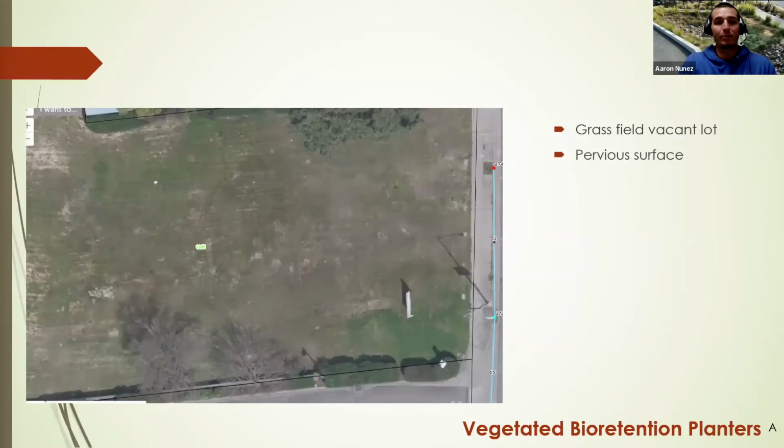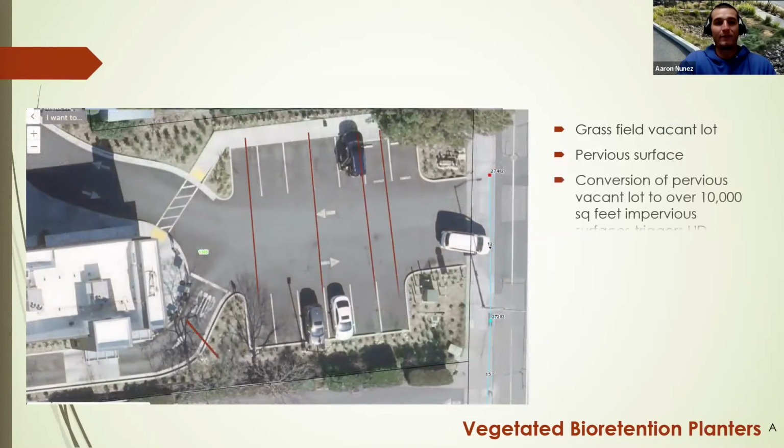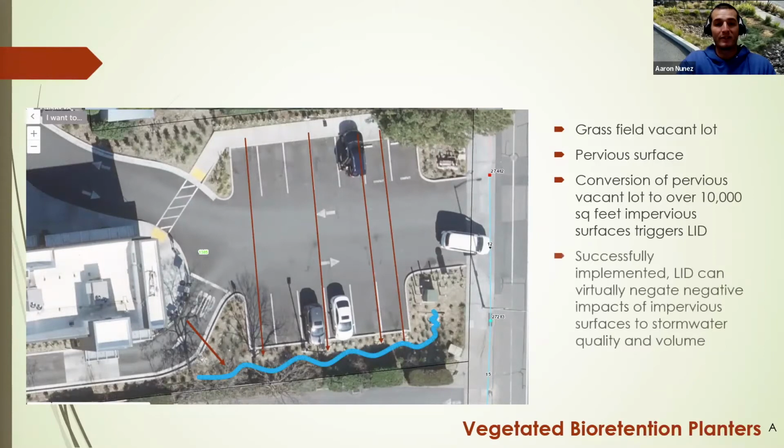So here is the project itself. There is a pervious surface grass vacant lot, and now it's been developed into a parking lot. And the way this project was designed with this tributary is to allow water to flow down into curb cuts and then enter into that bioretention planter, and water interacts with the vegetation and slowly flows towards the high flow bypass.